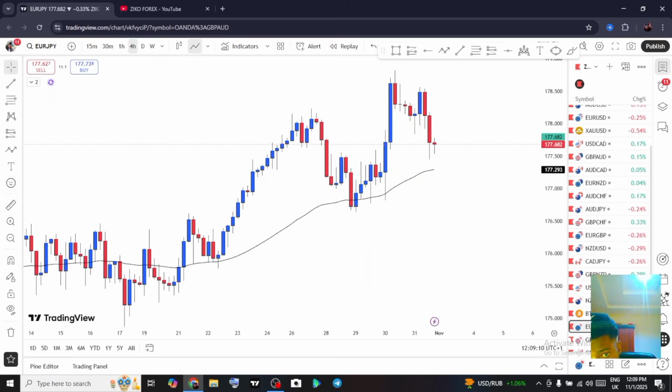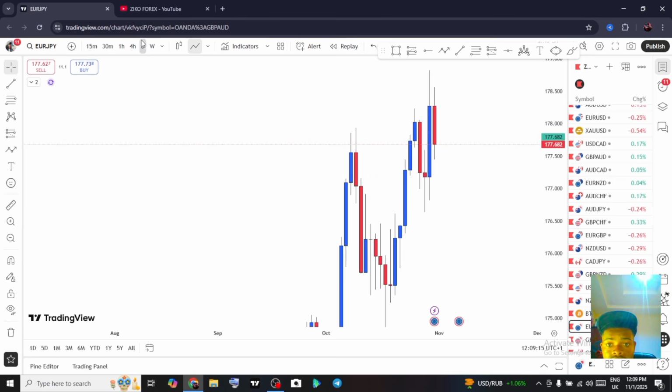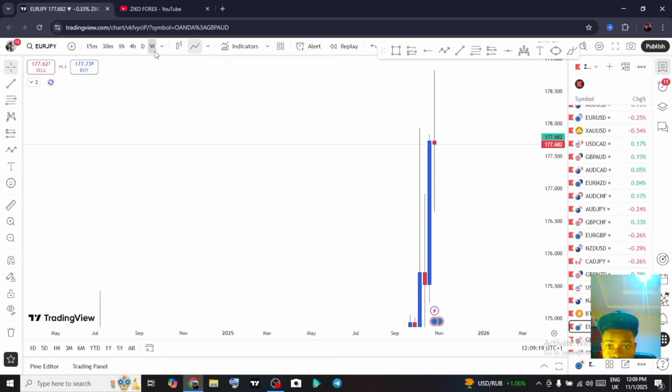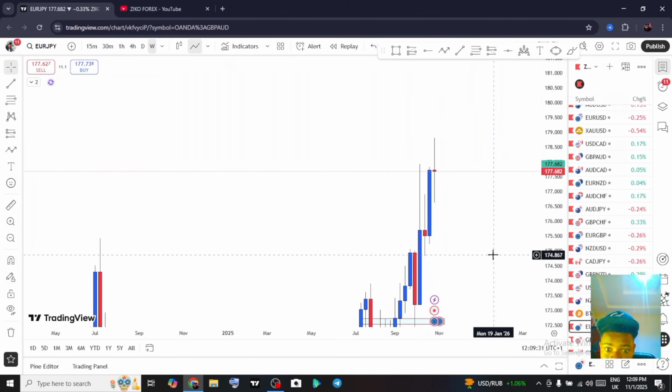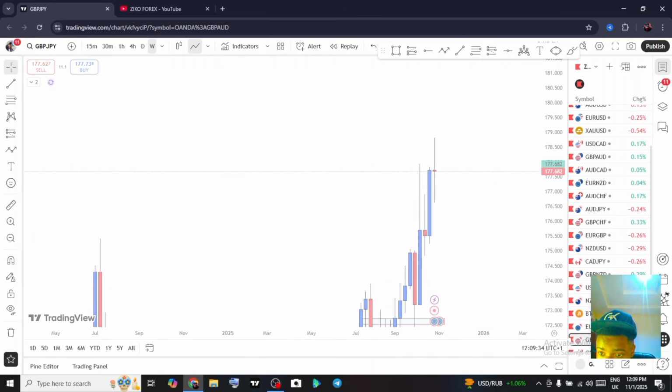Euro JPY. It's bullish. Weekly should also be bullish, at a higher high, by the way. And last week was a doji. That is a very big red flag, because after dojis, you expect reversals, right? Whatever. So next pair, please.